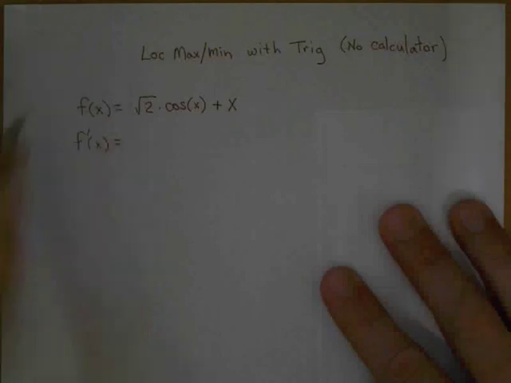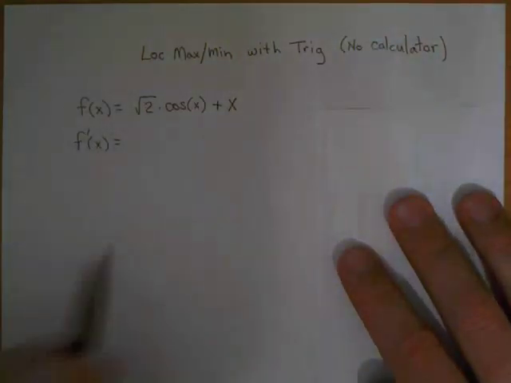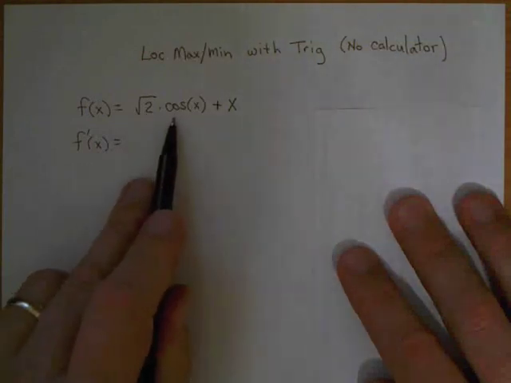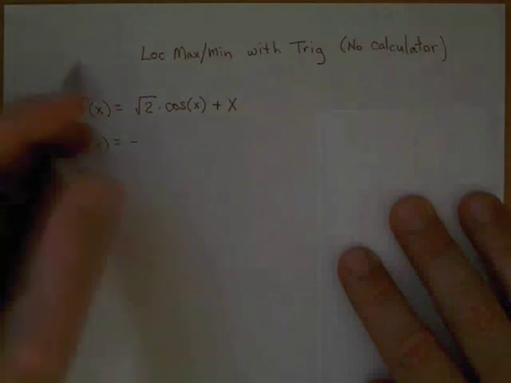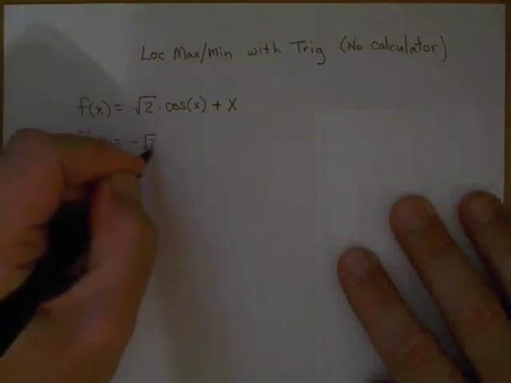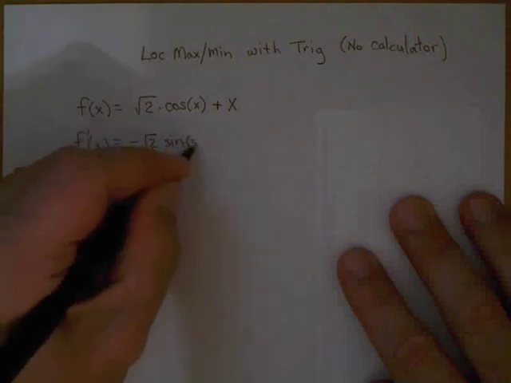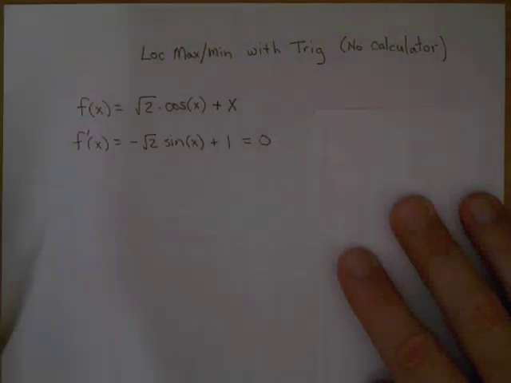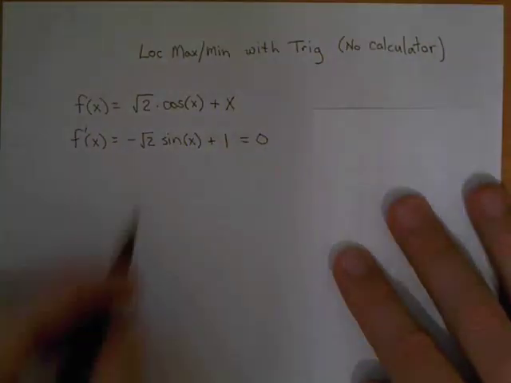We want to find the stationary points, which is where the derivative is 0. When you have a constant in front of cosine, you just leave it there. When you do the derivative of cosine, that's negative sine. So we get negative square root of 2 sine of x. Derivative of x is 1, and we want to set that equal to 0 to find our stationary points.